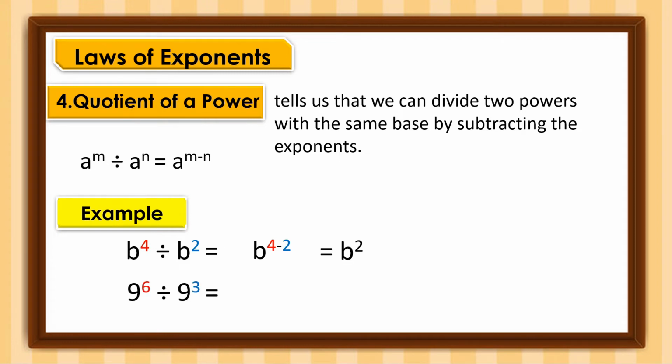Another one is 9 raised to 6 divided by 9 cubed. So they have the same base, which is 9. And let's just subtract the exponents. So 9 raised to 6 minus 3, and that is equal to 9 cubed.